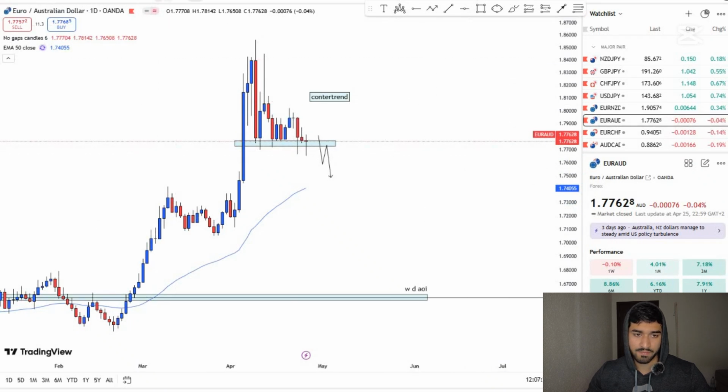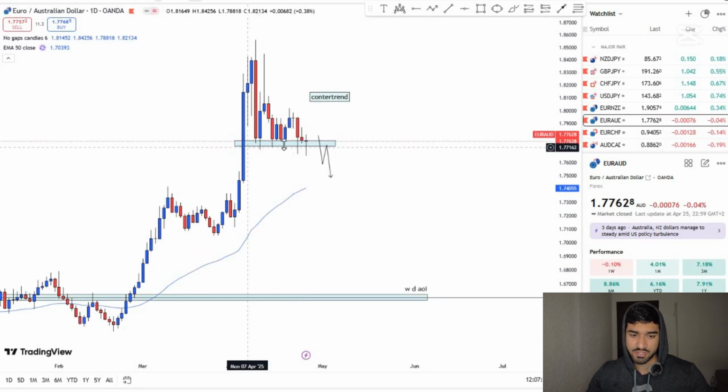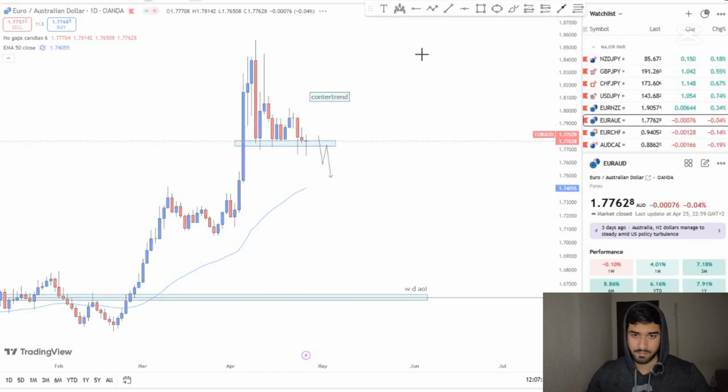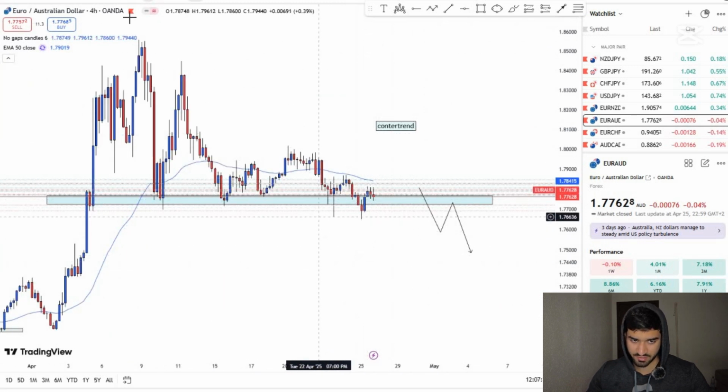Euro AUD. In Euro AUD, this is a counter trend trade because the weekly is bullish, the daily is also bullish, and we have this daily area of interest. So I will just wait for the break, the retest, and go to the downside.